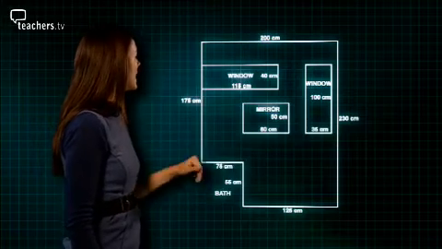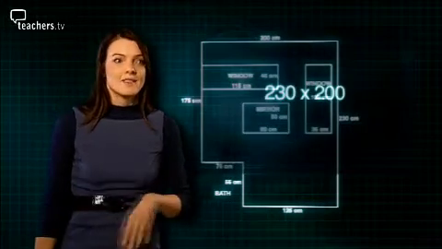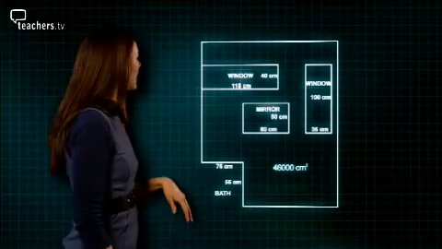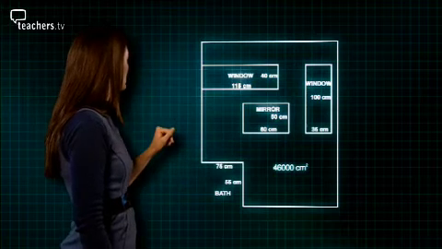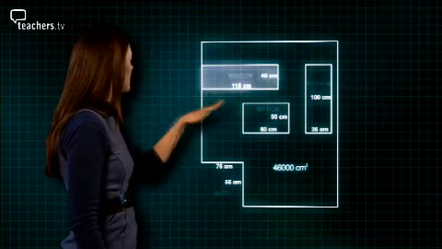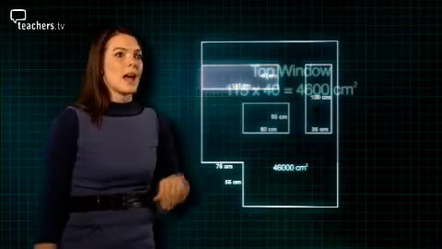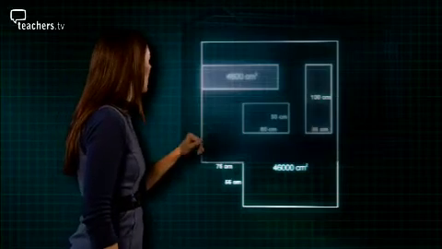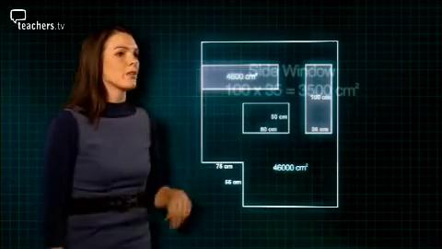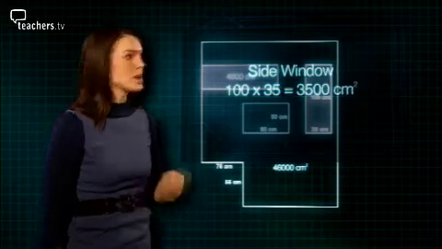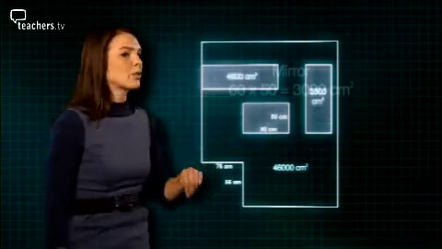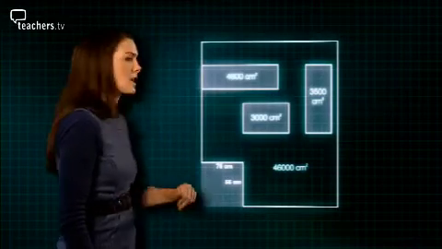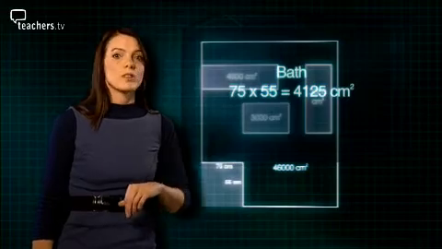So that's 230 times 200, and that gives us 46,000 square centimetres, of course. And now let's work out the areas of the shaded parts. So we've got that top window there, and that's going to be 115 times 40, and that gives us 4,600. Now let's have a look at the side window. We've got 100 times 35, that gives us 3,500. The mirror is 60 times 50, which is 3,000. And the bit where the bath should go is 75 times 55, which is 4,125.